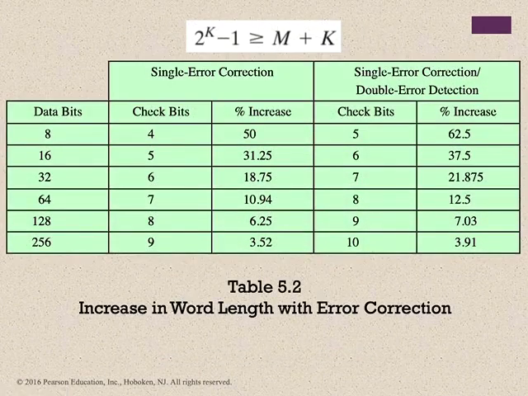Now, how many bits are used to correct the data? If we have 8 data bits, we need 4 check bits. The check bits are represented by k, and the data bits are represented by m, and 2 to the power k minus 1 should be greater than or equal to m plus k. So the data size increases. For example, if we have 256 data bits, we need just 9 check bits, and the percentage increase is 3.52. It's very small. Here it's very big. But as we increase the data size, the overhead becomes very small.